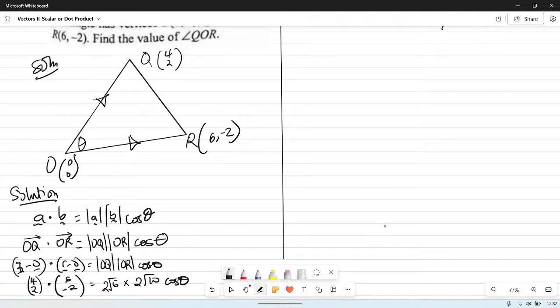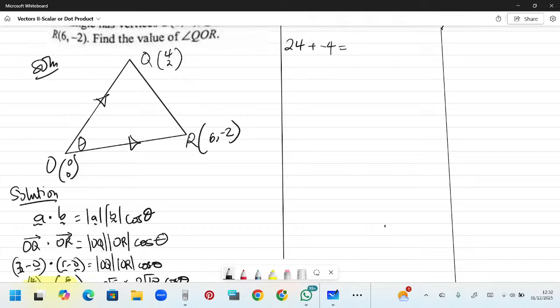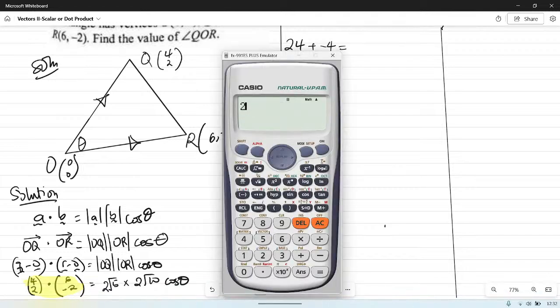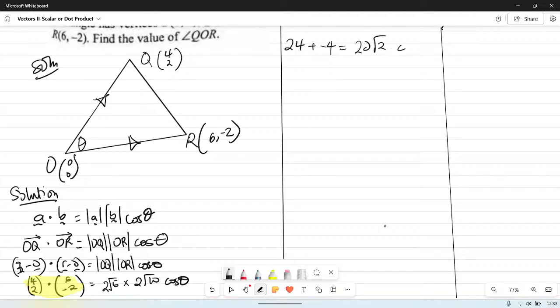Then we want to make theta the subject, right? So let's do the dot product of these ones. 4 times 6 is 24, plus 2 times negative 2 is negative 4. Then 2 root 5 times 2 root 10 becomes 20 root 2. So 20 root 2 cos theta.